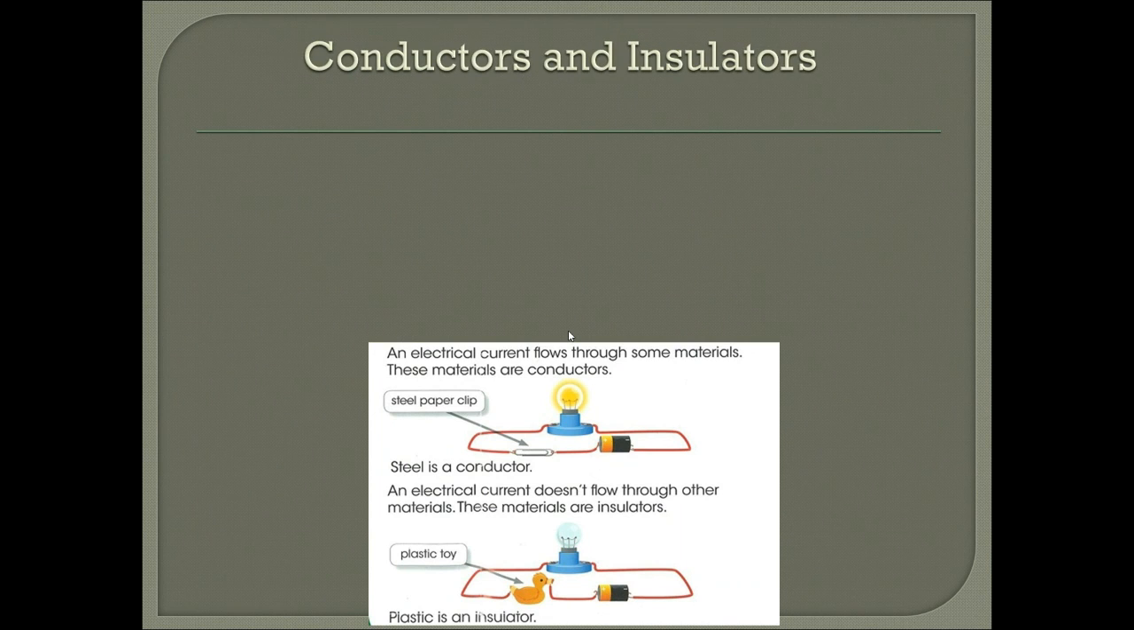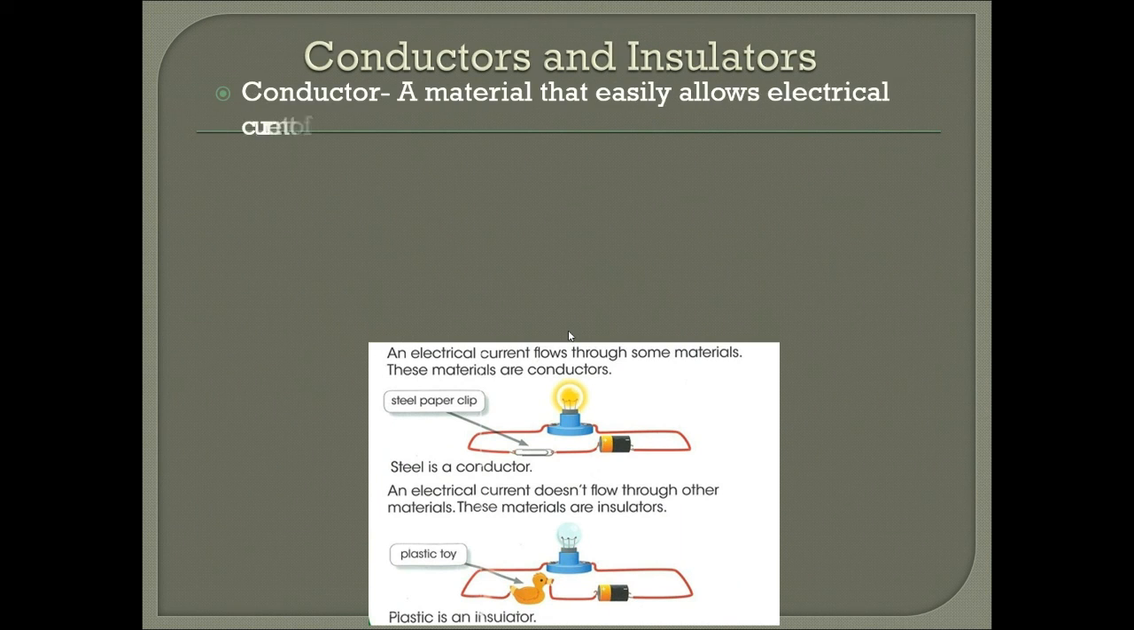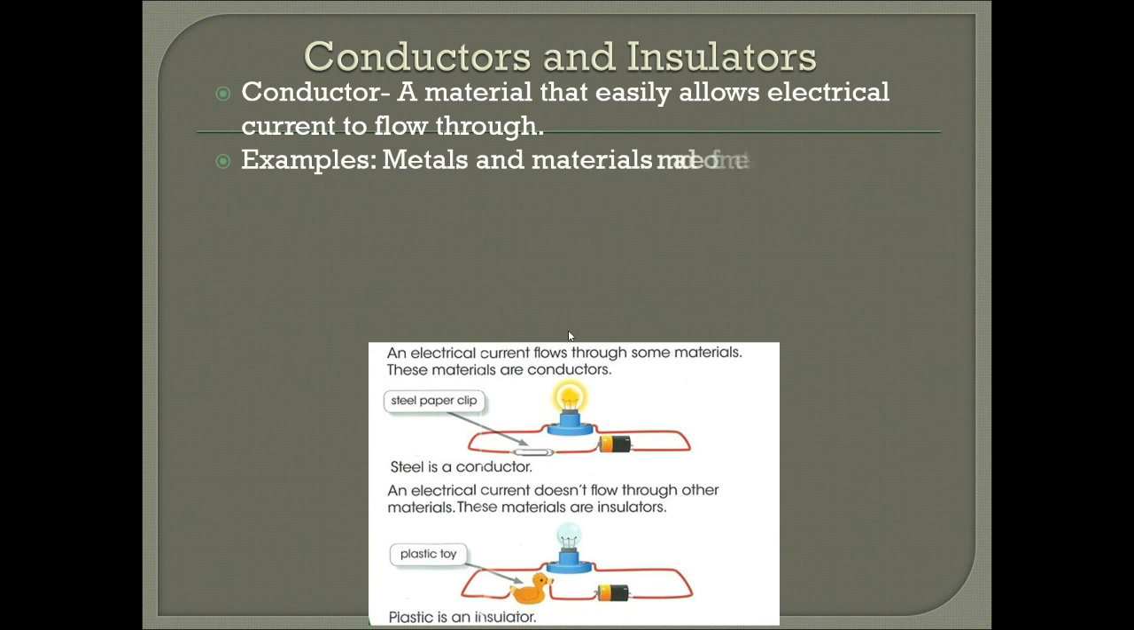Last but not least, conductors and insulators. A conductor is a material that easily allows electrical current to flow. This ain't the first time you've heard the word conductor in this class. It is any material that easily allows the transfer of energy, whether it's heat or whether it's electricity. That's a conductor. So metals and materials made of metal, like paper clips and iron rods, are examples of conductors.